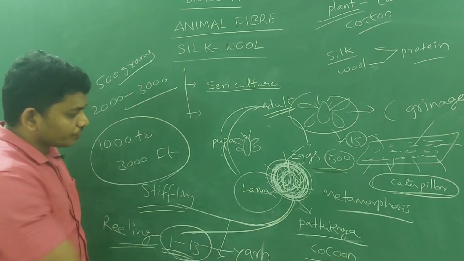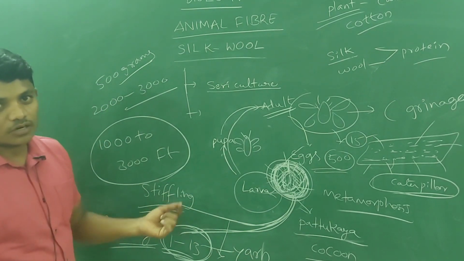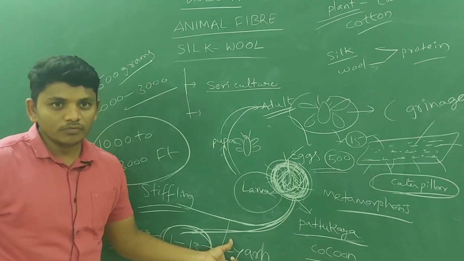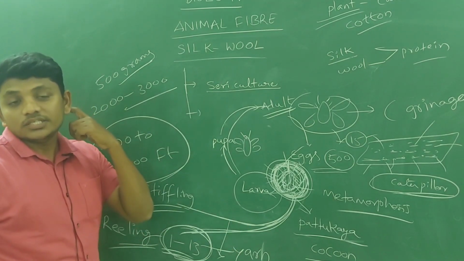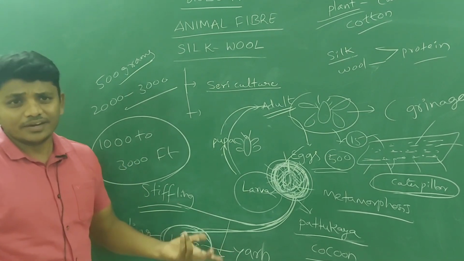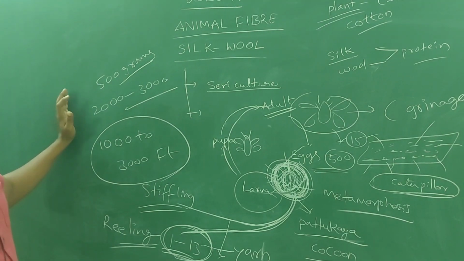Okay. So 1 to 13 groups of threads are called yarn. This is a material which is useful for making silk materials or silk shirts or silk sarees like that, right. So this is what we had to discuss about silkworm.